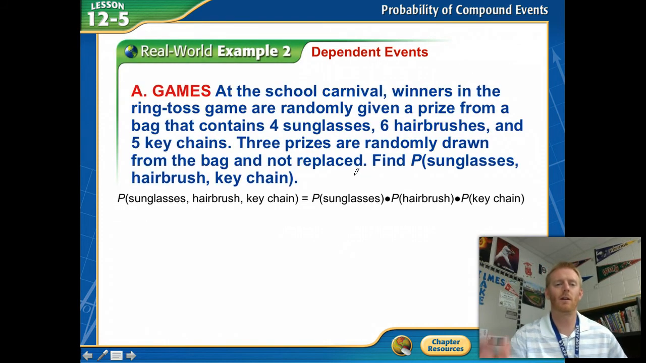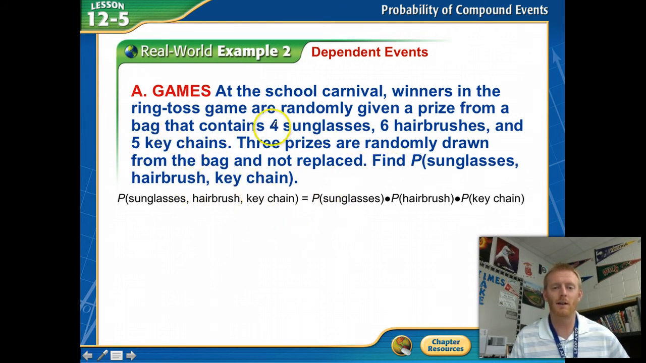So here we go. Here's our example. At the school carnival, winners of the ring toss game are randomly given a prize from a bag that contains 4 sunglasses, 6 hairbrushes, and 5 keychains. Probably the worst prizes you could ever get, but I guess it is a school carnival. So these 3 prizes are drawn randomly from a bag and then not replaced. So find the probability of sunglasses, hairbrush, and keychain in that order.